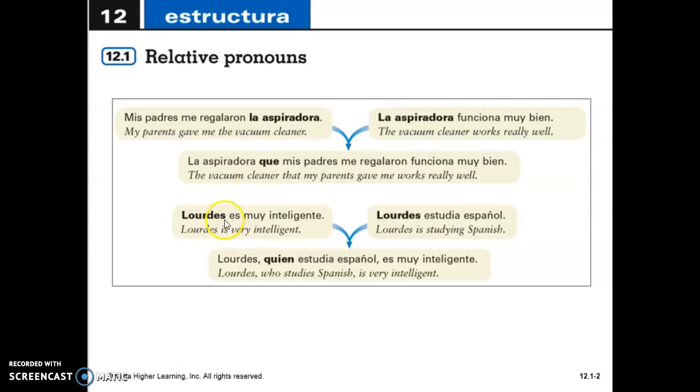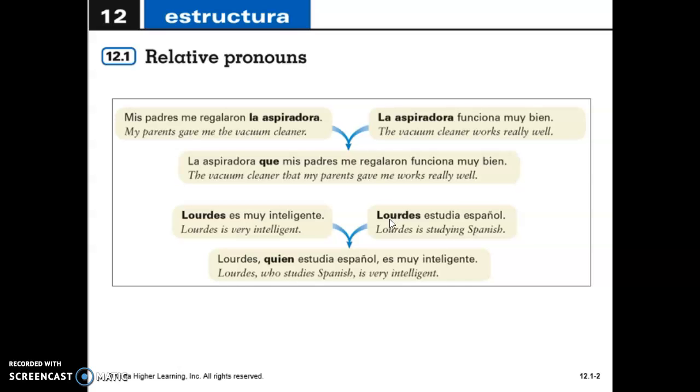Let's look at a different example. Lourdes es muy inteligente. Lourdes estudia español. So we can substitute Lourdes in the second one over here. We can also say, if we want to keep it in two different sentences, Lourdes es muy inteligente, ella estudia español. But these are two separate clauses. What if we want to combine these two and make it just one full statement? Lourdes, quien estudia español, es muy inteligente.